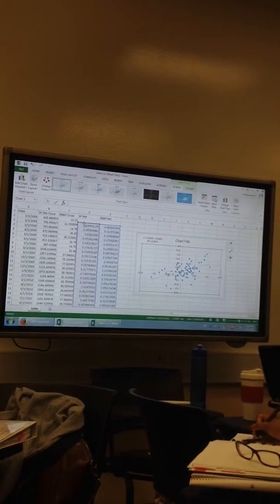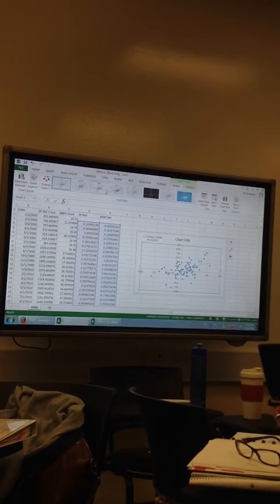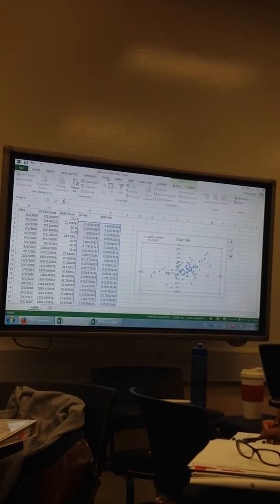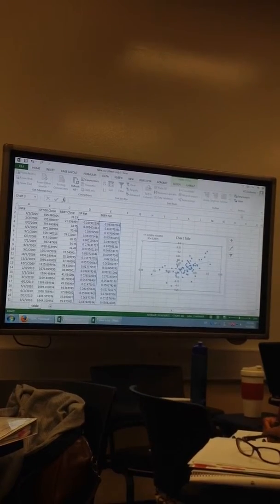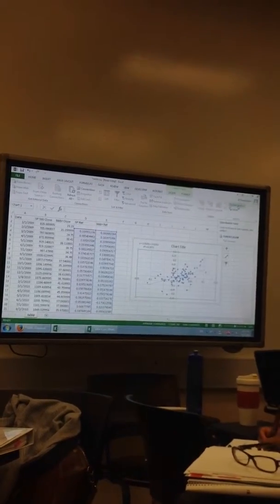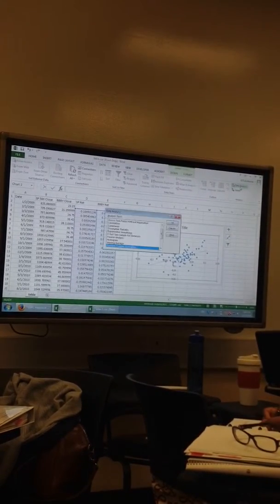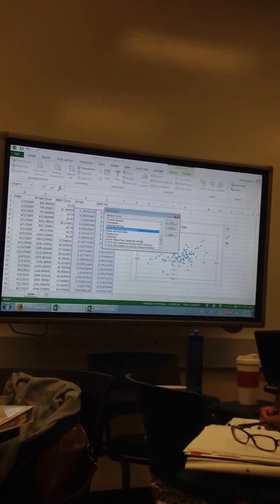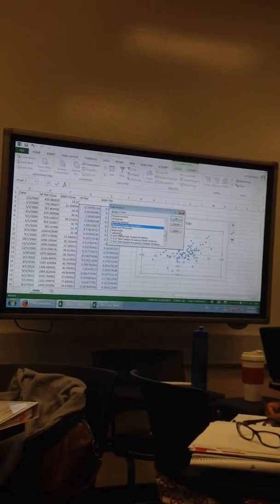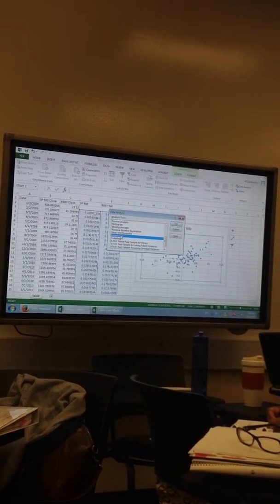Now we're ready to do the data analysis. So for the data analysis, go to data. And you have the analysis here. Just click on that, the analysis toolpak. And when the window pops up, select regression.